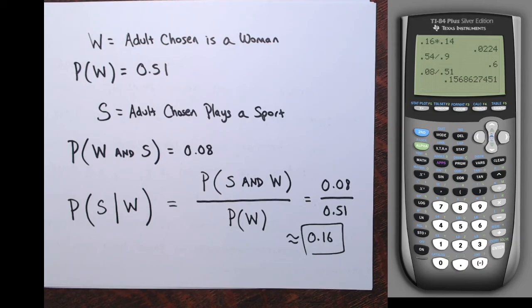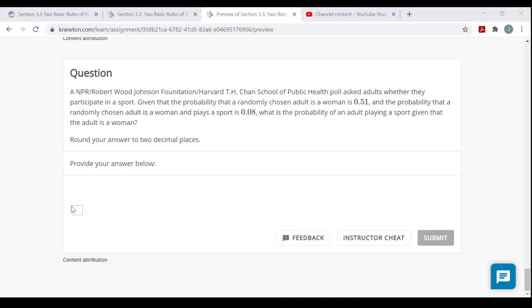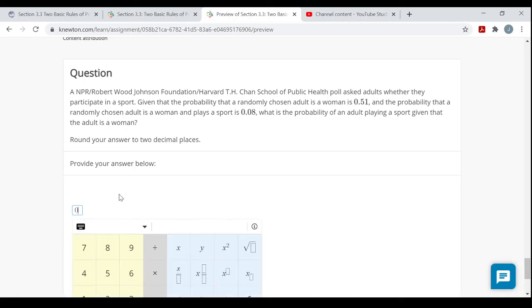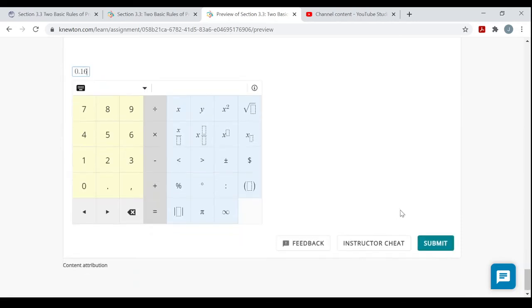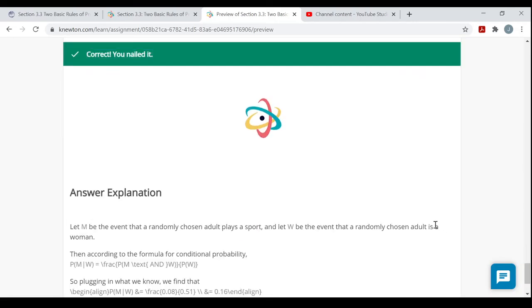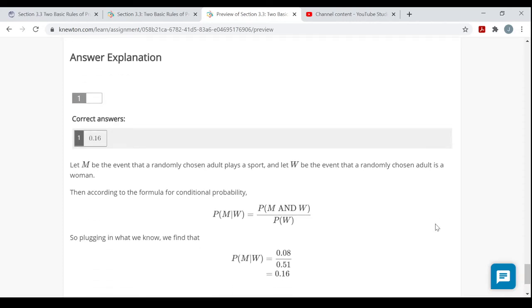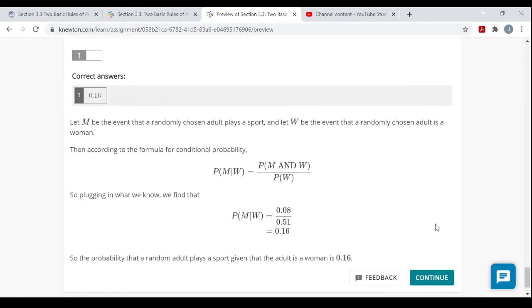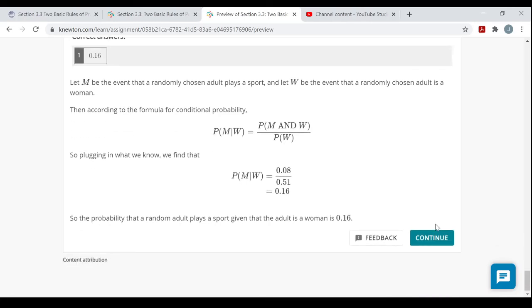All right. So back on the site here. So it's approximately 0.16 when rounded to 2 decimal places. Again, please read carefully. Look at how they want you to enter your answers. Okay. Now they called it M and W. I called it S and W. It doesn't matter.